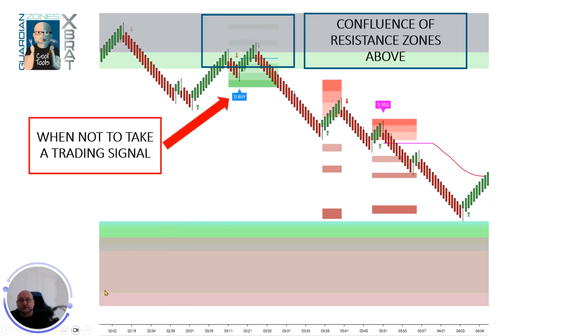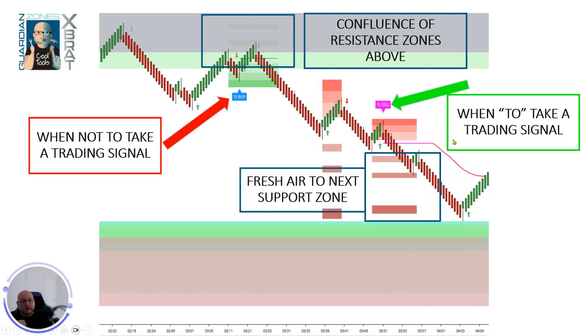So this first signal is a buy signal on our slingshot, okay? But we have a confluence of both 30 and 60 at that point here, where there's two different colours. Now, obviously grey over green looks, pink over green looks grey. So we get a buy signal here. We are not going to take the long. There's a confluence of resistance zones above. That is when not to take the signal. That is when the Guardian zones are keeping you safe.